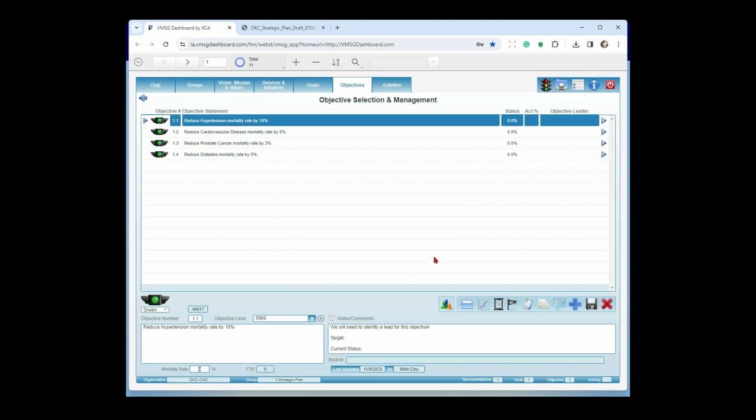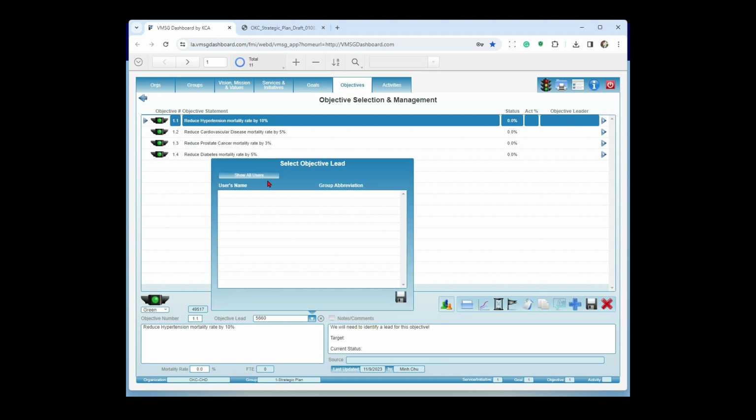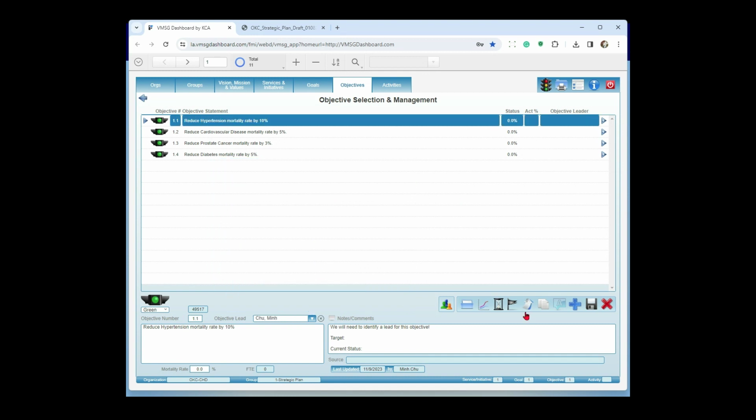And call that a percent. So now what you're actually going to be entering down here is the current mortality rate. Gotcha. And then in here, we'll go ahead and put you in there for now, just for kicks, as the objective lead. So this might say reduce hypertension mortality rate.